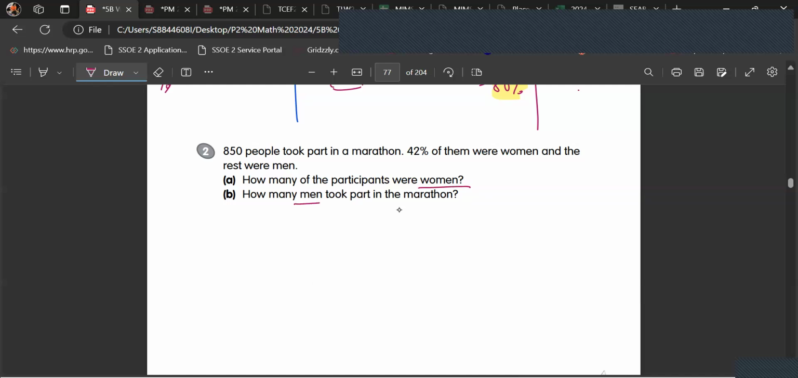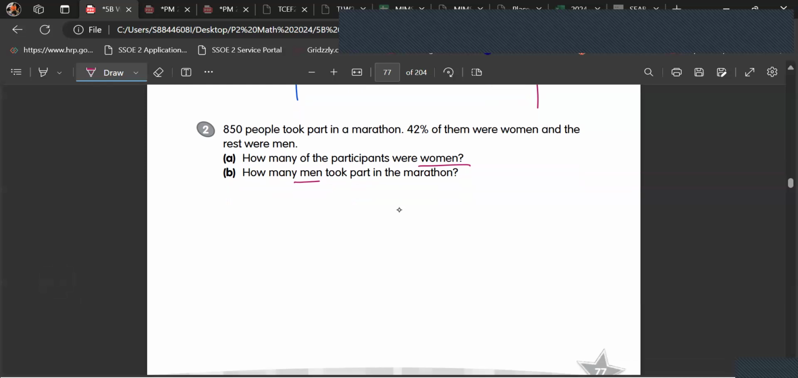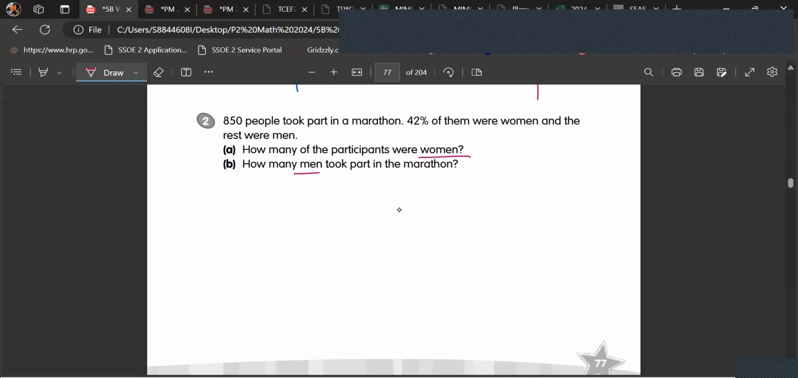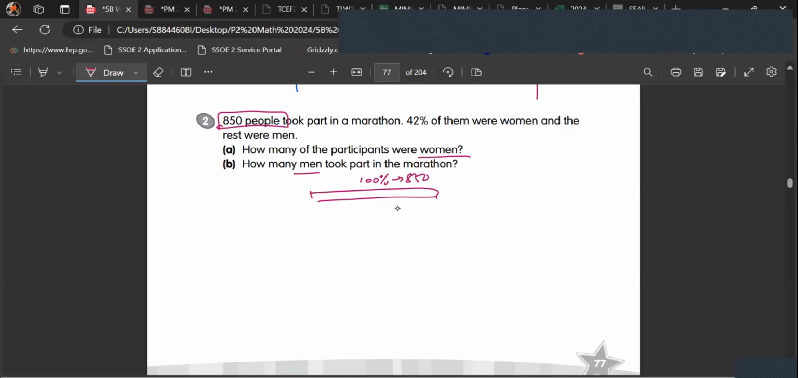One part, you can think about it, goes back to the part-whole model. All the people is 100%. All the people, 100%, is 850 people. So this is the whole set of objects. In this case, 42% are women. So I've got the part that's women.